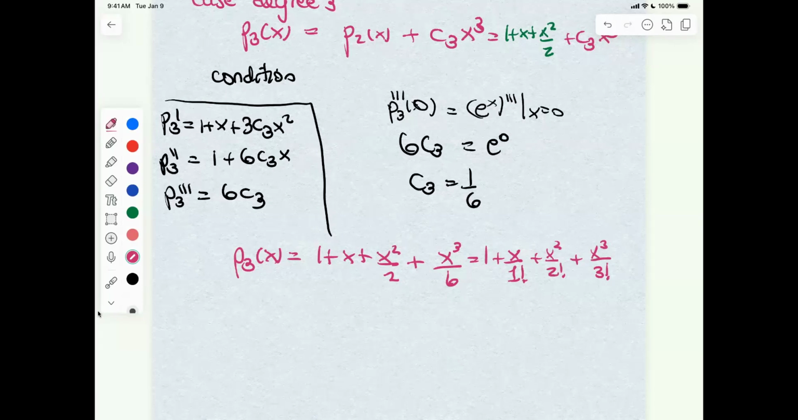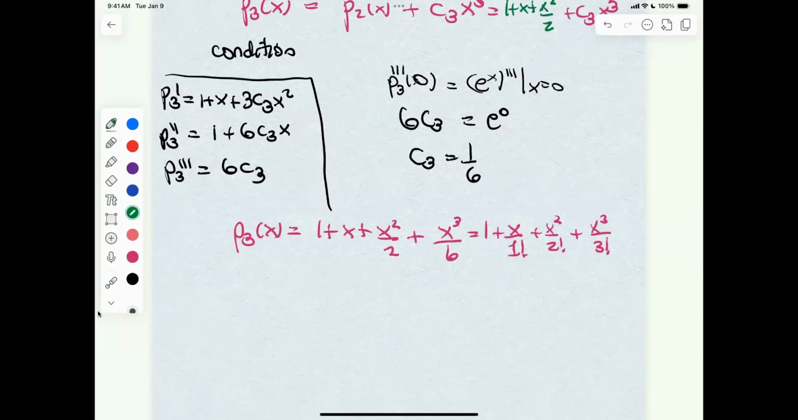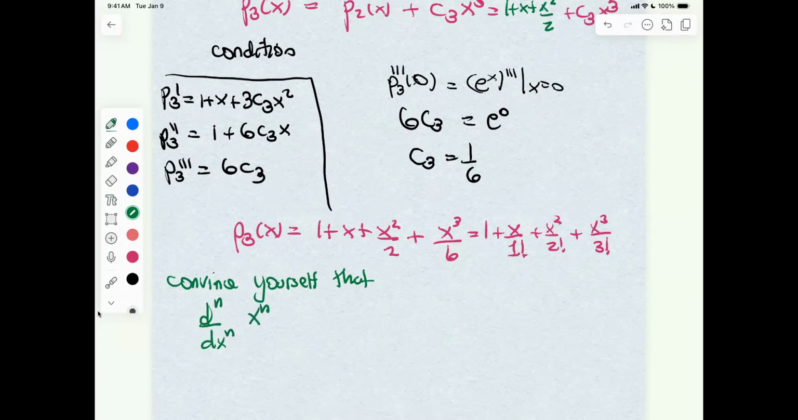I'm almost done. The idea will be that, and this is something easy that you can check, convince yourself that the nth derivative, what is the nth derivative of x to the n? N goes down, then n minus 1 drops, then n minus 2 drops, then n minus 3 drops, so you will get n factorial. Once you know that, this is where the formula will come from.